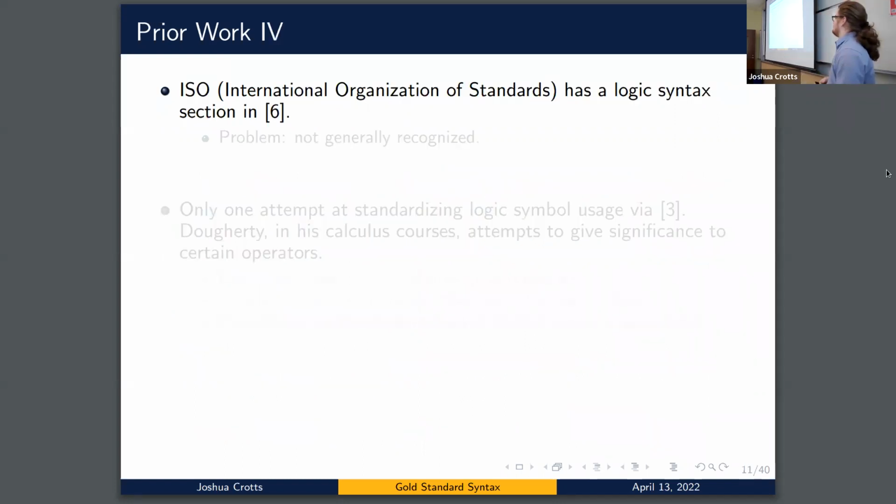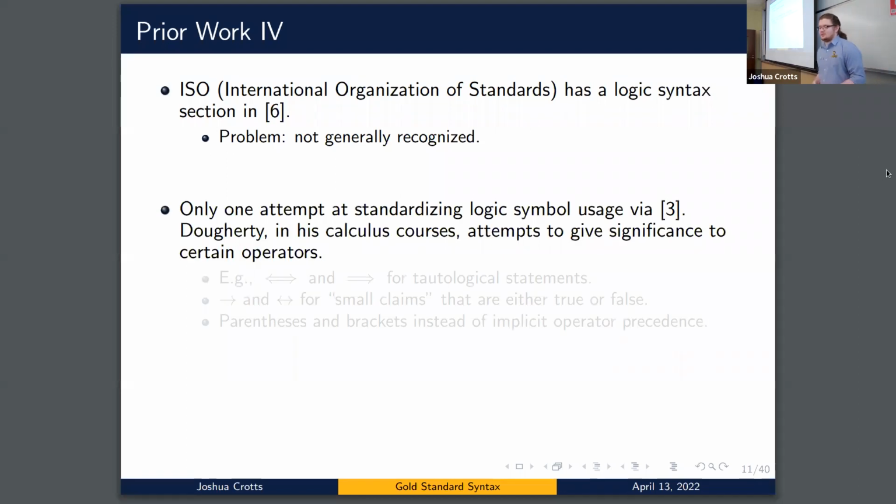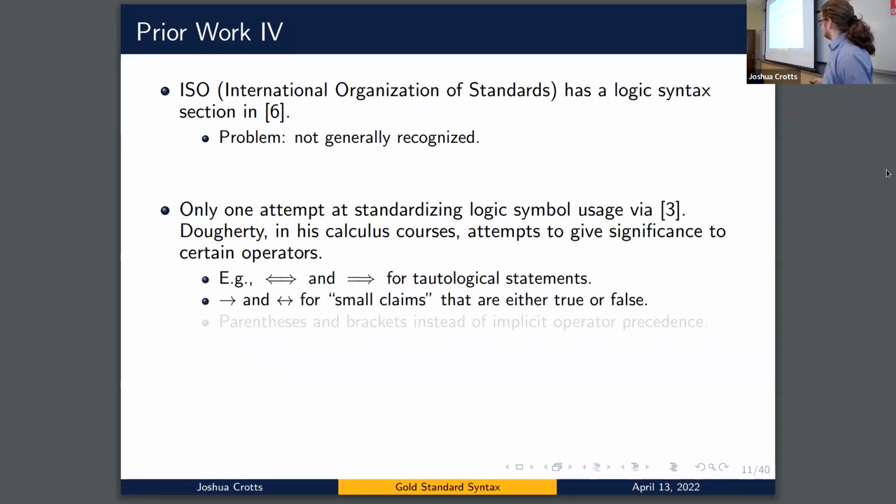All right, so jumping into standardized syntax. The ISO, the International Organization for Standardization, actually does have a section for logic symbols. The problem, though, is that while those symbols are used in some contexts, it's not widely recognized as a standard. And to go along with that, there's really only been one attempt at actually trying to give syntactic meaning to certain symbols.